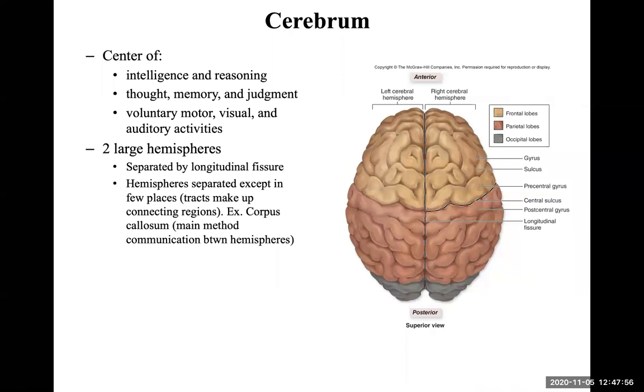And then tracts, which circles back to information that we covered last week, are what we call nerves within the central nervous system. So the hemispheres themselves are also separated, and I should say they're mostly separated, except that there are certain tracts that connect them.